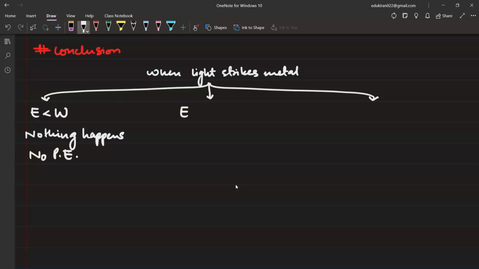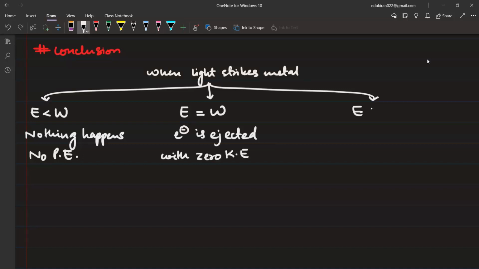Another case is when the given energy is completely equal to the required energy, then the electron is ejected. But will it have any kinetic energy? No, sir. So with zero kinetic energy, because all the energy will be used for ejecting the electron. Last is when the given energy is greater than the work function, then the electron is ejected with kinetic energy.